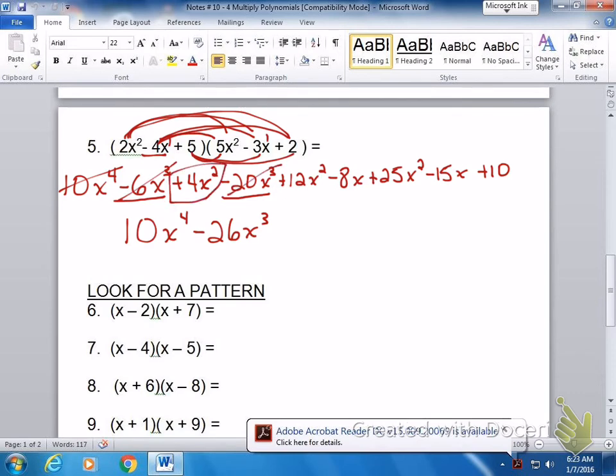I have a plus 4x squared, plus 12x squared, plus 25x squared. 25 plus 12 plus 4 gives me plus 41x squared. Get rid of those. I have a negative 8x and a minus 15x. Together that gives me negative 23x. And then here at the end I have my lone number, I have a 10 here. And I believe that is my only number if I look through. So I'm just going to have plus 10 at the end.